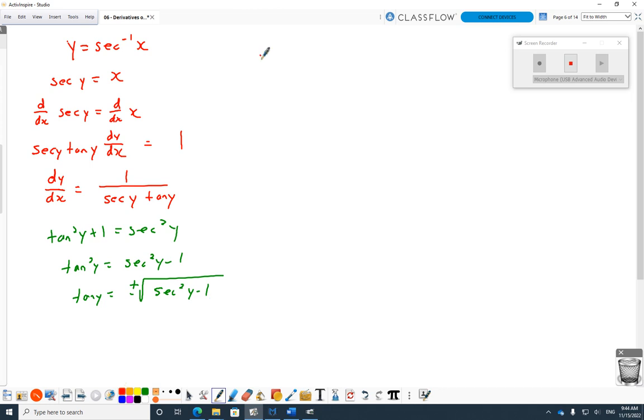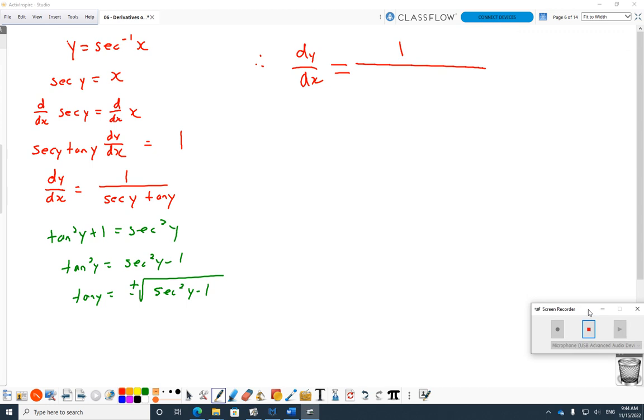Therefore, dy by dx equals 1 over. Okay, let's just take a moment here and think this over, because this is the toughest moment, I think, in these developments. I had 1 over secant y. Secant y is x. That part's not too bad. Then I need tan y from down here, and that's plus or minus square root secant squared y minus 1.